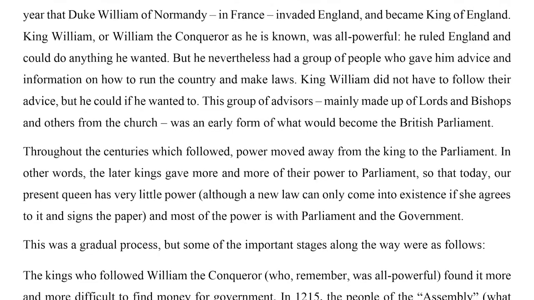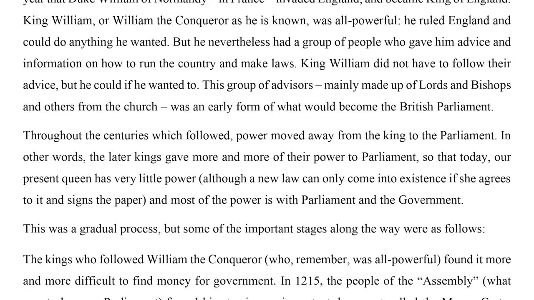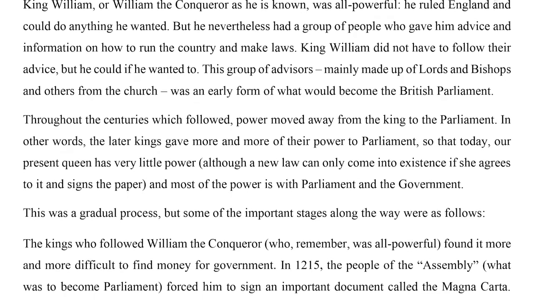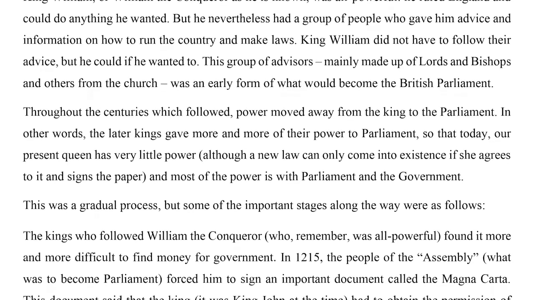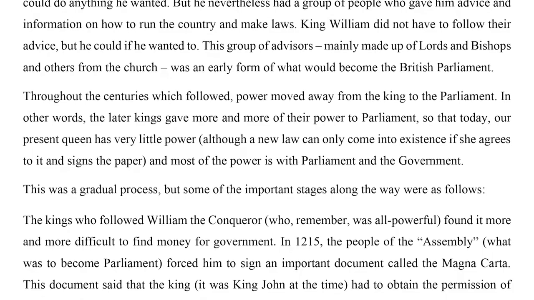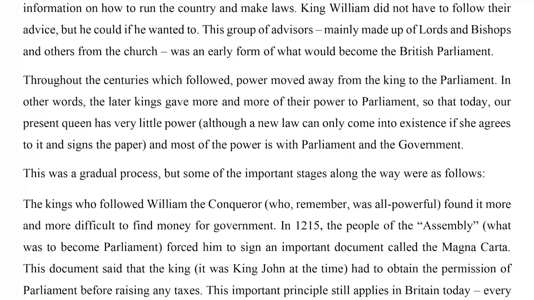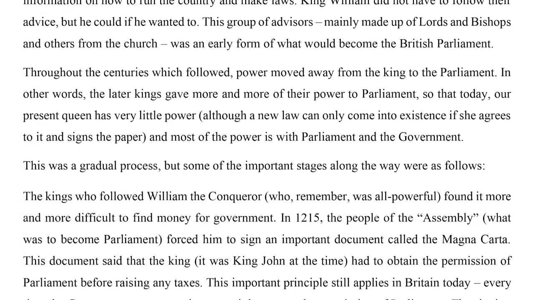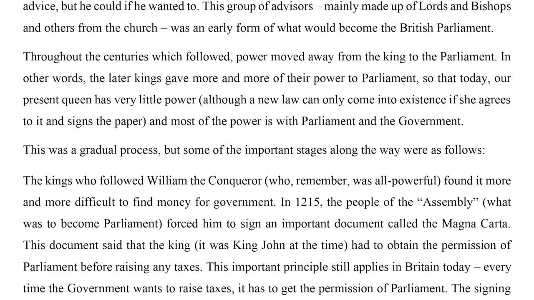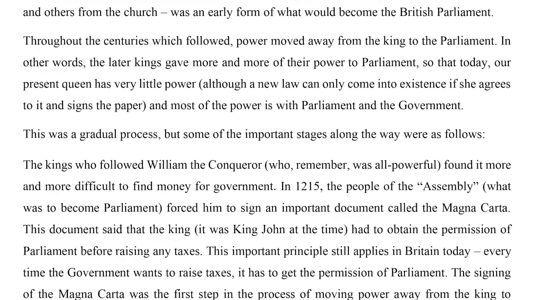But he nevertheless had a group of people who gave him advice and information on how to run the country and make laws. King William did not have to follow their advice, but he could if he wanted to. This group of advisors, mainly made up of lords and bishops and others from the church, was an early form of what would become the British Parliament. Throughout the centuries which followed, power moved away from the king to the Parliament. In other words, the later kings gave more and more of their power to Parliament, so that today, our present queen has very little power, although a new law can only come into existence if she agrees to it and signs the paper. And most of the power is with Parliament and the government.